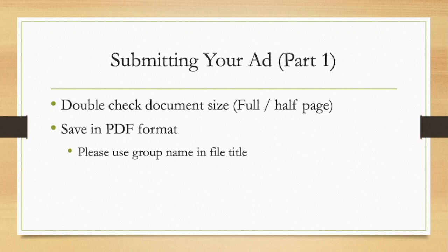Okay, so you've got your ad. It's all created. How do you submit it? First of all, make sure you double check the document size. Does it fit the requirements for either a full page or a half page ad? Then make sure it's saved in PDF format. And make sure you use the group name as part of your file title.